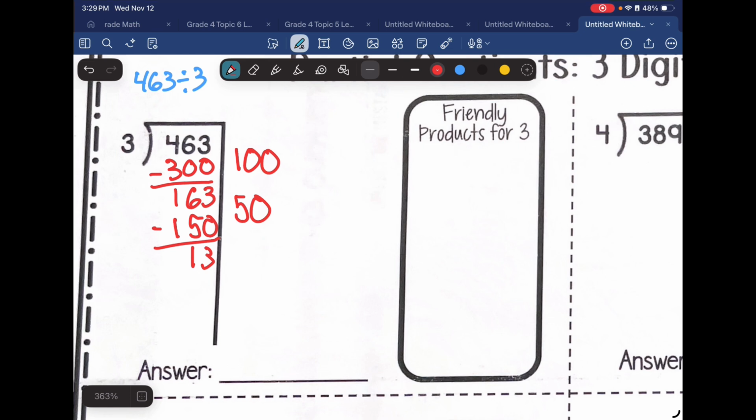3 times what is something close to 13? In this case, I could say 3 times 1, 3 times 2, 3 times 3, 3 times 4, all the way up there. So I'm going to say 3 times 4 is 12. Find my difference. 13 minus 12 is 1.